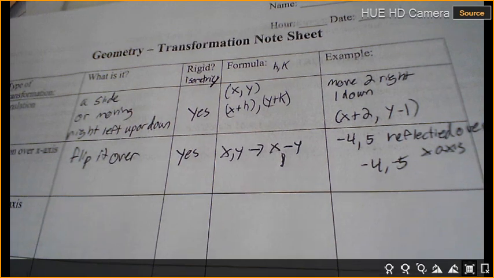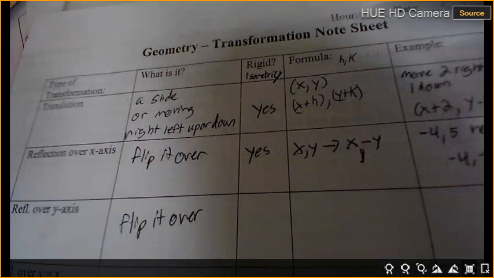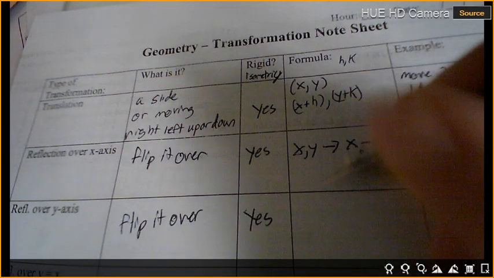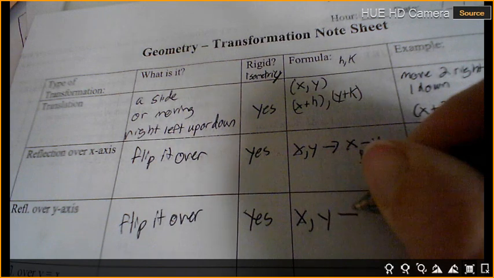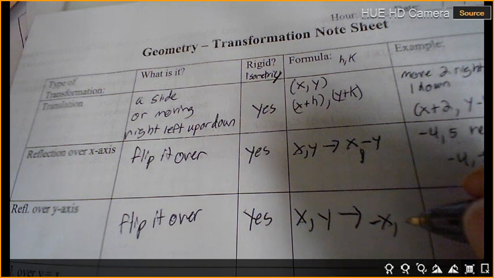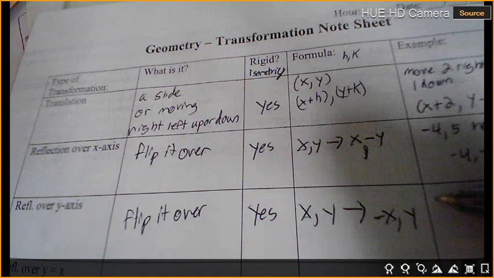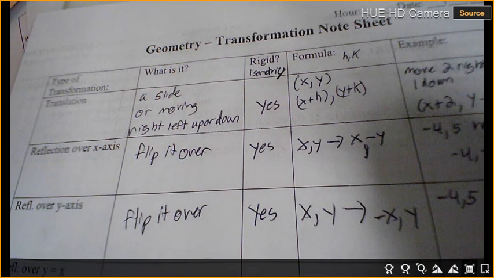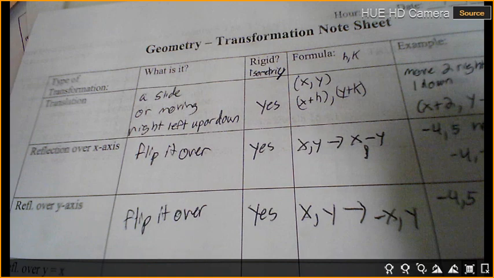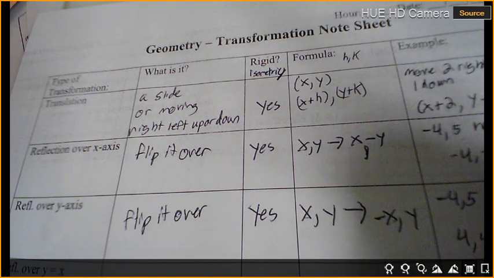All right. We're going to reflect over the y-axis. This is still flipping it over. Is it still rigid? Okay, so we go from x comma y to negative x comma y. So if I have negative 4 comma 5 again, and I reflect over y, it becomes 4, 5, right?